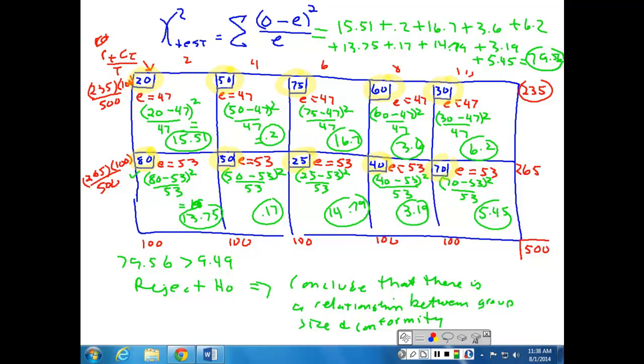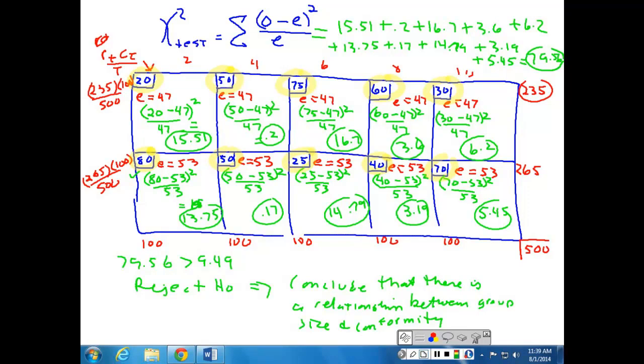Got the numbers in? Now hit Stat, Tests, and arrow up or down until you get to the chi-square test. There's two chi-square tests on there, not the one that says GOF. We're doing the test of independence, not the goodness of fit. So you see that? All right, hit enter.